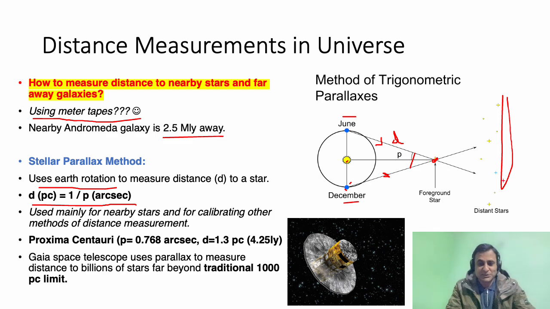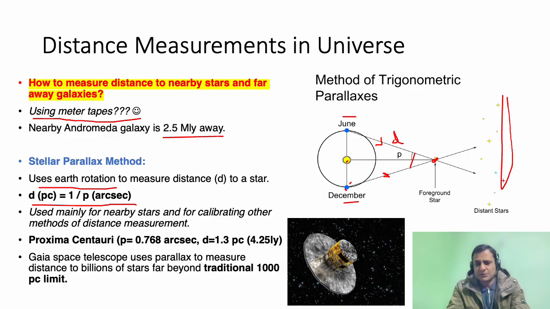So now you probably understand why we use the parsec as a unit: whenever the angle is in arcseconds, we get the answer in parsecs. To calculate distances from the parallax, we introduced another unit called the parsec. This method was used for a very long time to calculate the distance to nearby stars in the Milky Way, or not so far away.